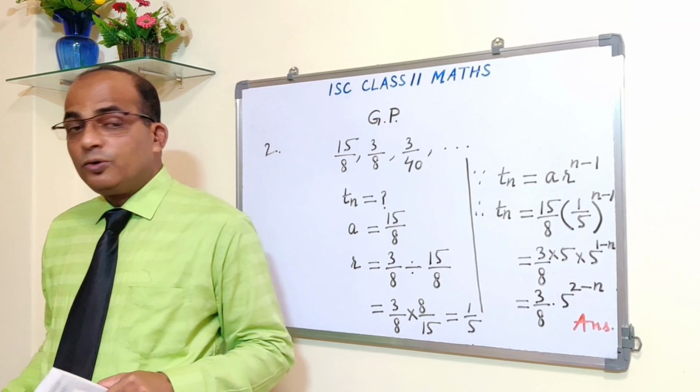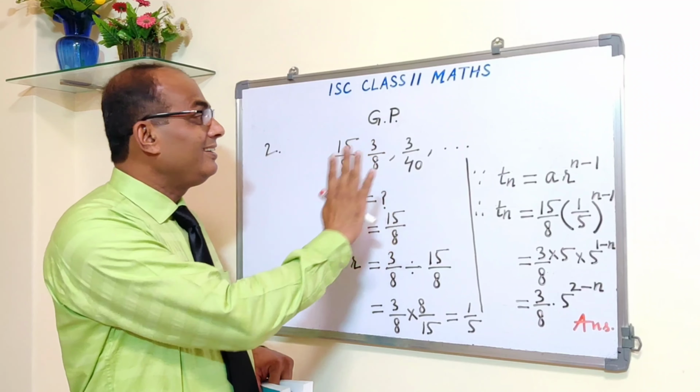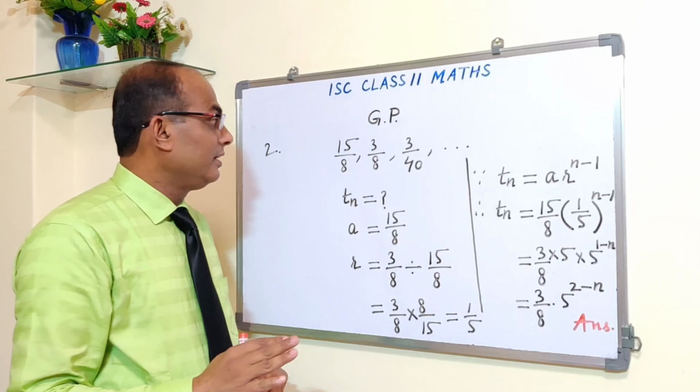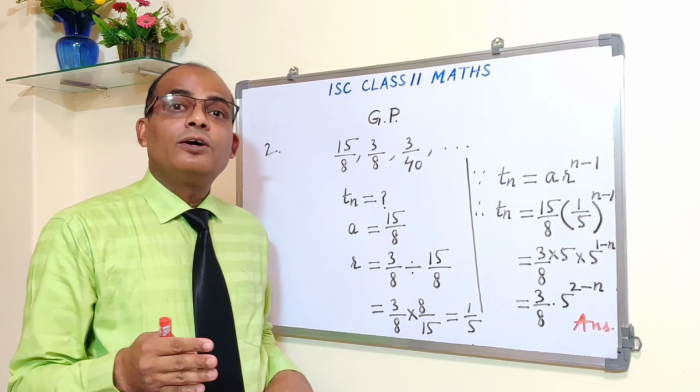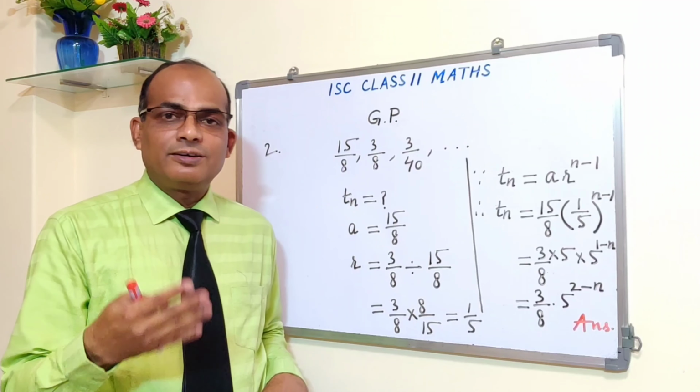Okay? So, hope now it's clear how to find out the nth term of a geometric progression, or 4th term, 5th term, 6th term, 7th term, like that.